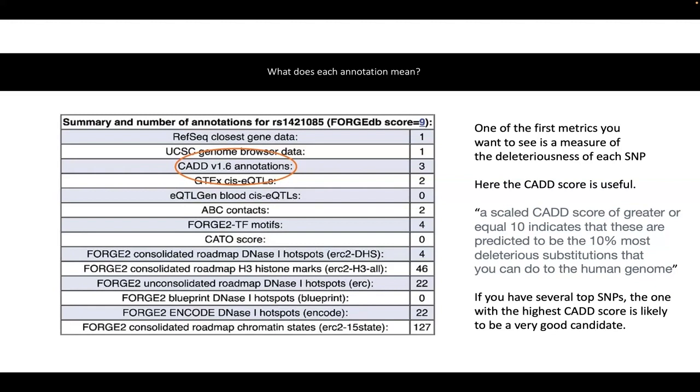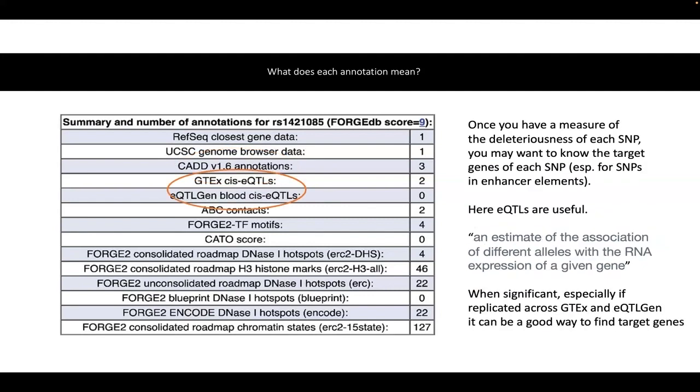And so obviously we're not in those extremes for these SNPs because these are SNPs in the population, so they're very clearly compatible with life. But some of them are more deleterious than others. So CAD score will tell you how deleterious a particular SNP is. And this will tell you what a good candidate will be. So if you have 3 SNPs which are your candidate variants, the one with the highest CAD score is likely going to be potentially a very good candidate. So that's what CAD scores are for.